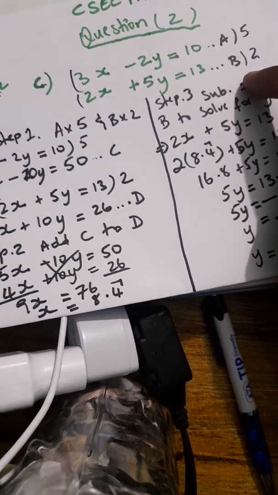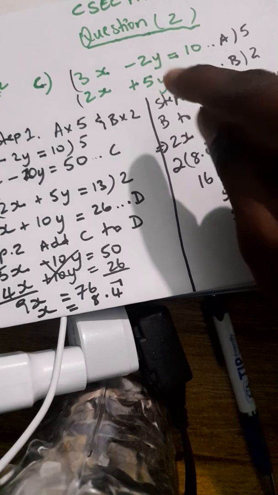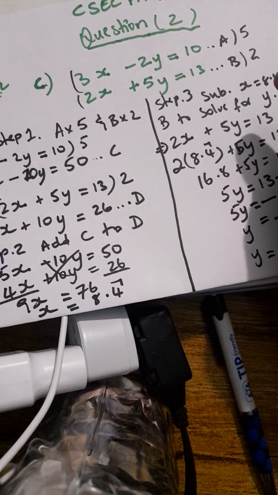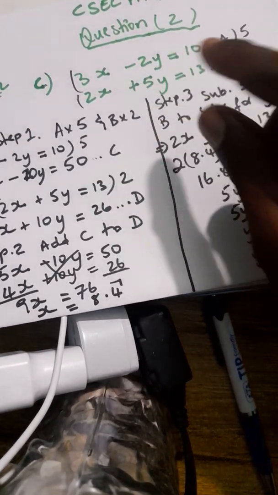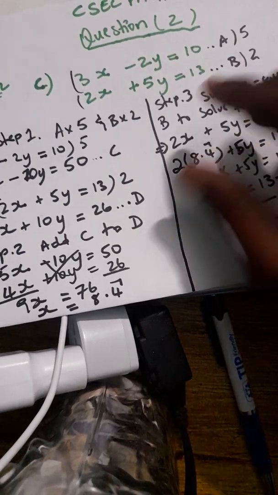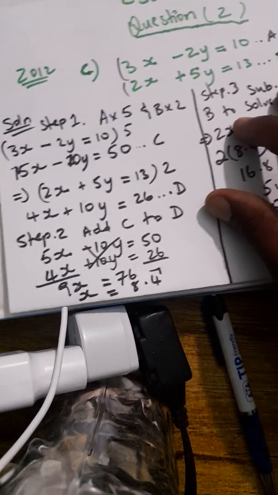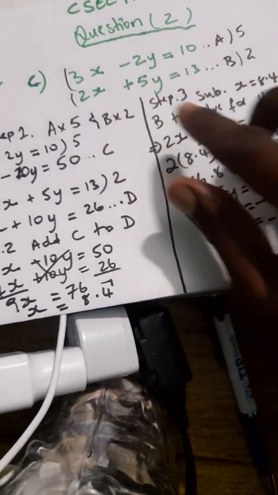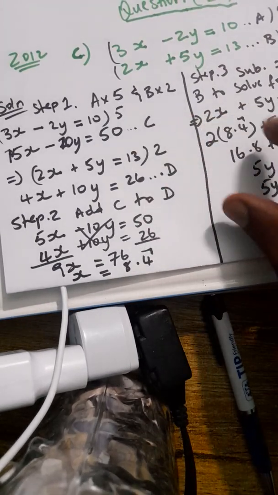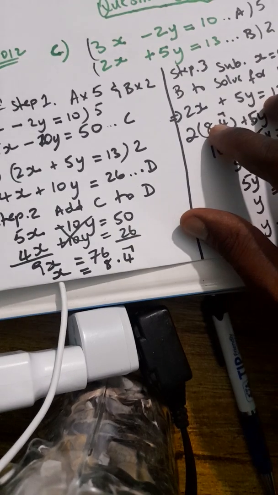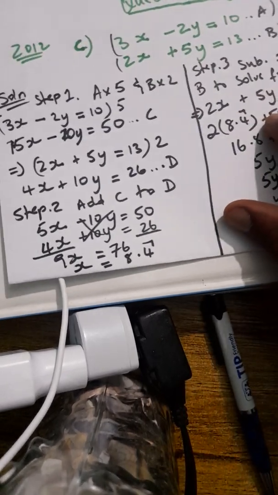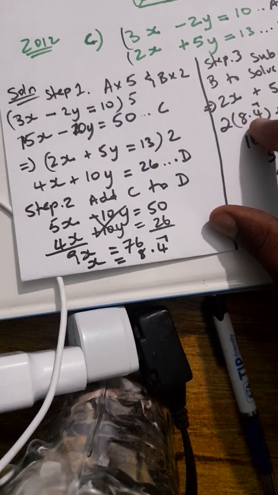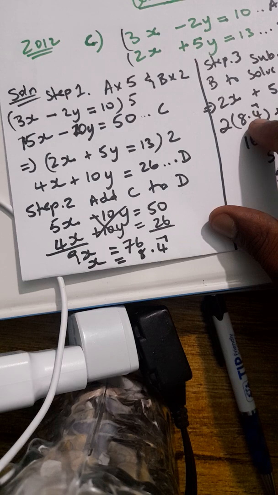This by 2. 5 times 3x is what? 15x. 5 times 10 is 50, so 10y. 2 times 2 is 4x. 2 times 5 is 10y. 26. And then you add the two new equations.